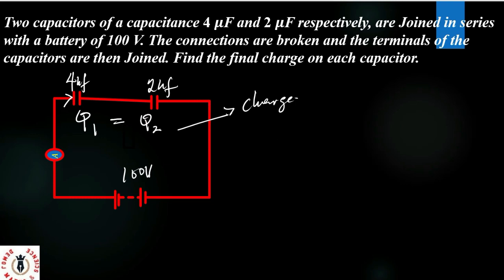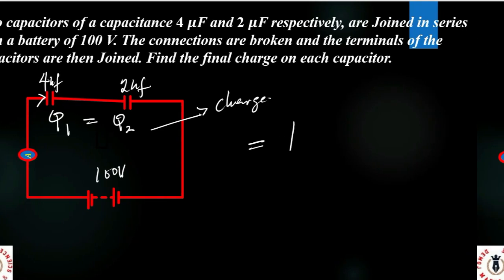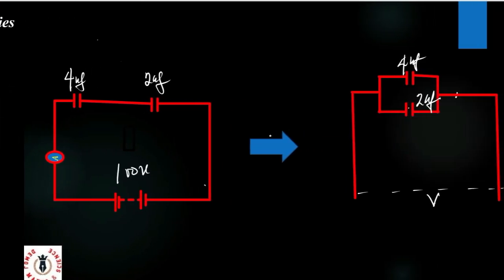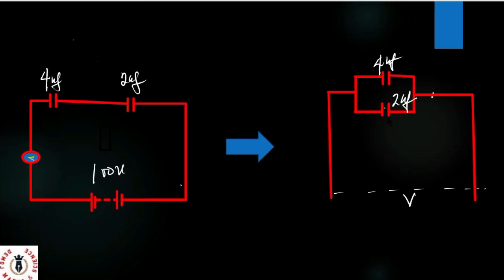Then in the next instance, the question says the connections are broken. And when they are broken, they are connected in parallel because the question says both ends are joined together. At this stage, there's a redistribution of these charges. So we have to calculate the redistributed charge. Let's call this Q3, and let's call this Q4. Now let's get into work.